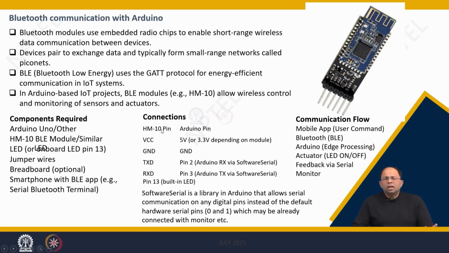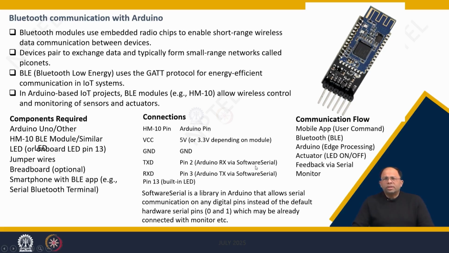Now looking at the connections, how the Bluetooth module is connected with the Arduino board. The VCC of this Bluetooth module would be connected to 5 volt of Arduino, or it could be 3.3 volt depending on which module you are using. Ground connects to ground, TXD connects to pin 2, and RXD connects to pin 3. TXD and RXD are used for communication. So in this case, instead of connecting to Arduino RX or TX as we discussed earlier, we connect to pin 2 and pin 3.